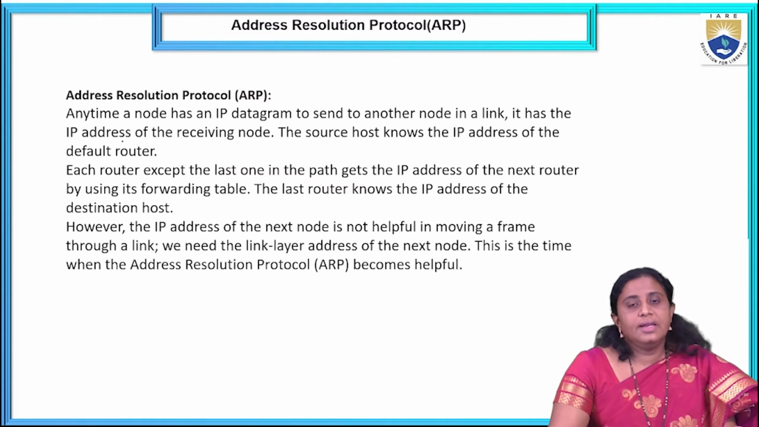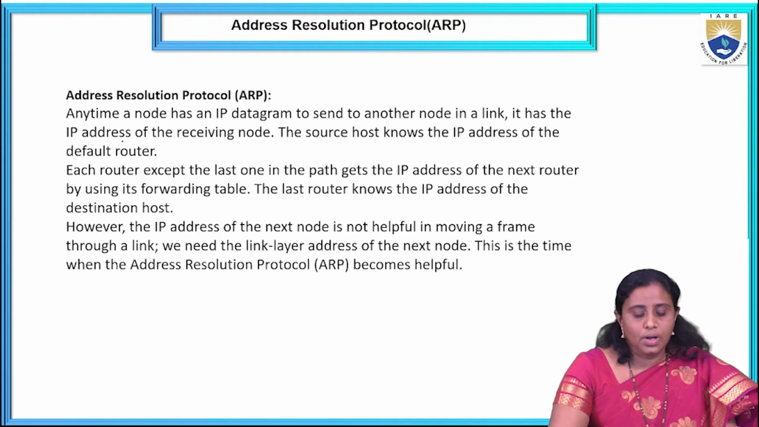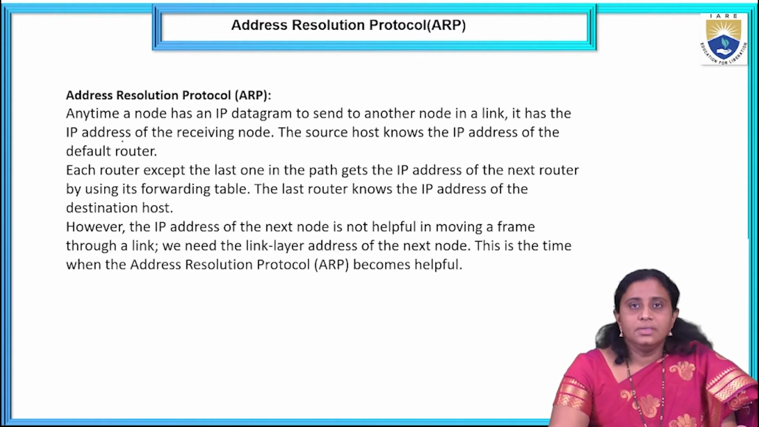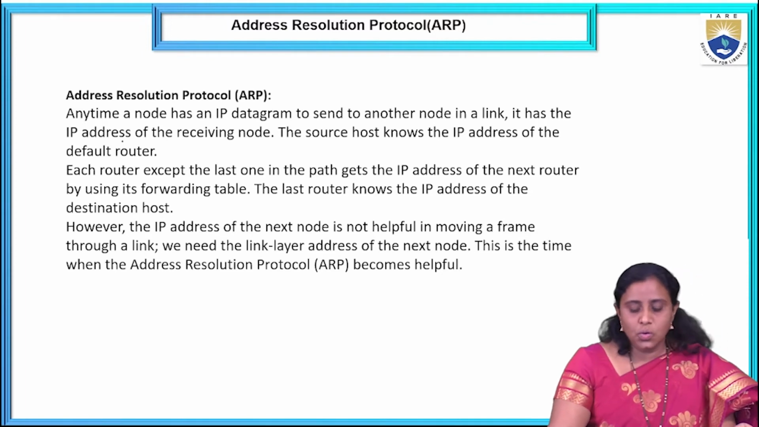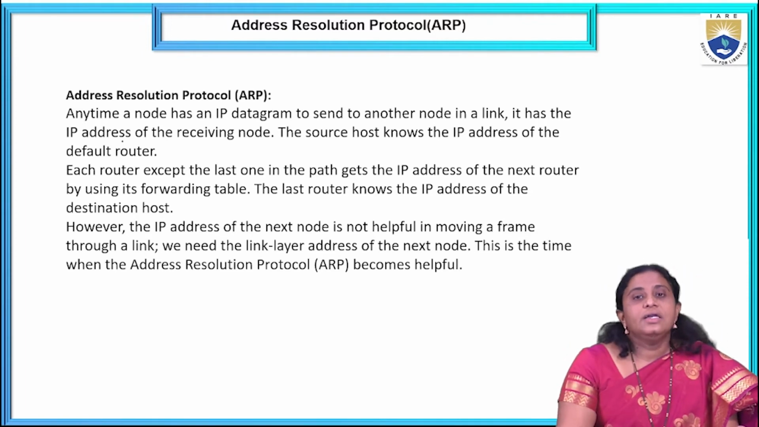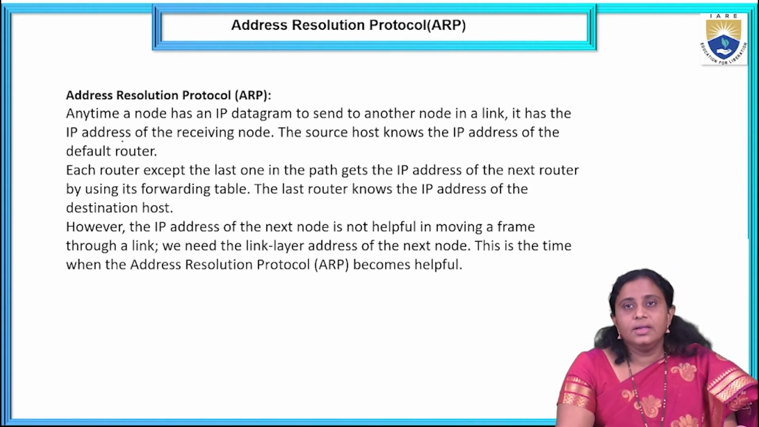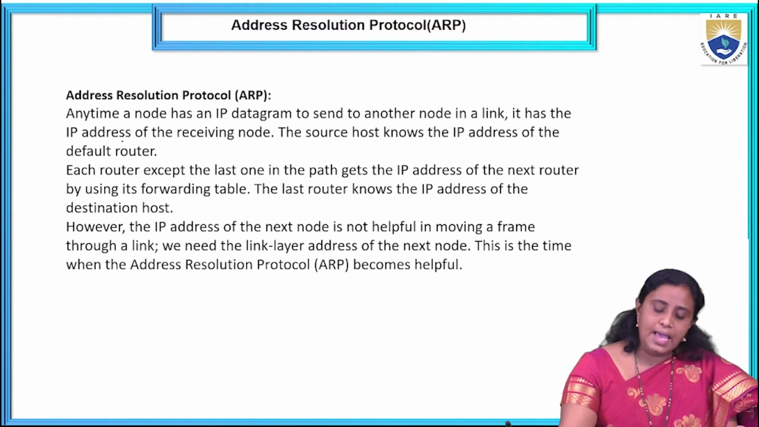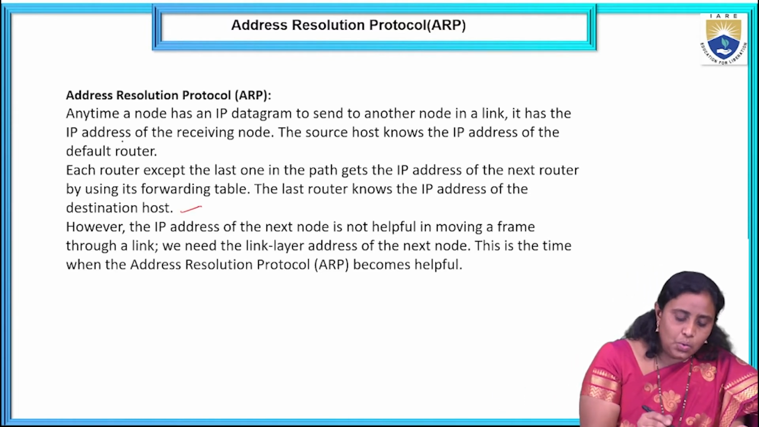So coming to the next element of the data link layer, the Address Resolution Protocol, ARP. Anytime a node has an IP datagram to send to another node in a link, it has the IP address of the receiving node. The source host knows the IP address of a default router. Each router except the last one in the path gets the IP address of the next router by using its forwarding table. The last router knows the IP address of the destination host.